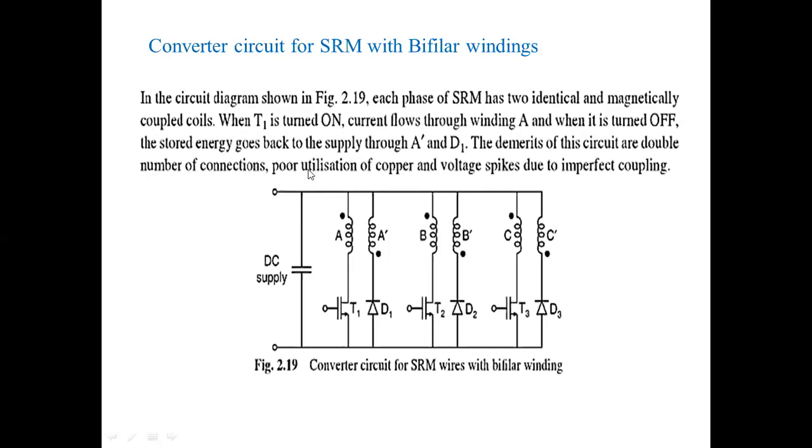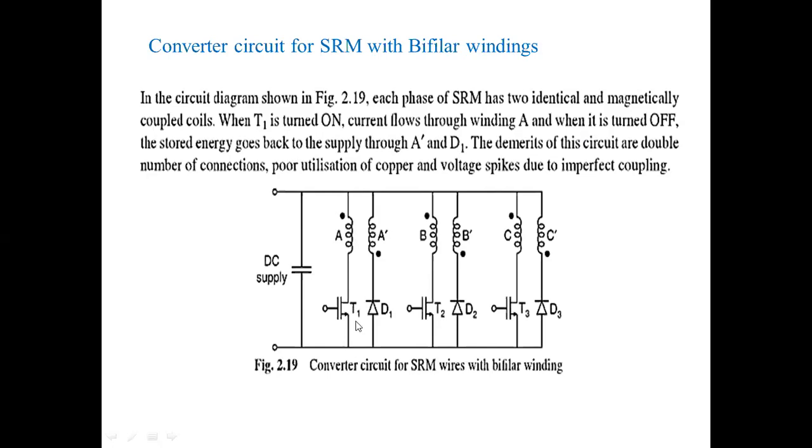Okay. When T1 is turned on, current flows through winding A. And when it is turned off, the stored energy goes back to the supply through A dash coil and through D1. That is the difference between this and previous diagrams, previous circuits.